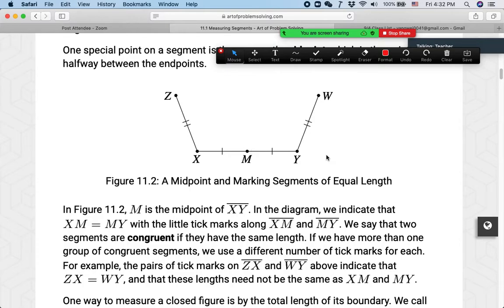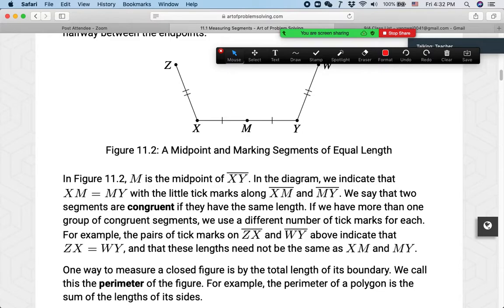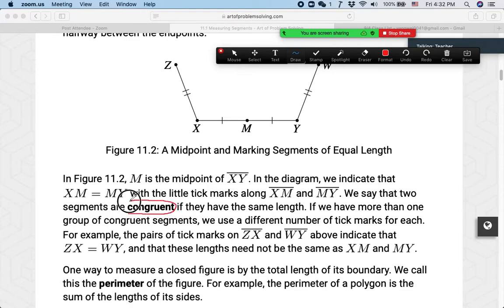If they are equal in length, we also call these two segments congruent. We also use this word to represent that they have the same length. Congruent. In geometry, we use this concept a lot. We talk about triangles being congruent, quadrilaterals being congruent.